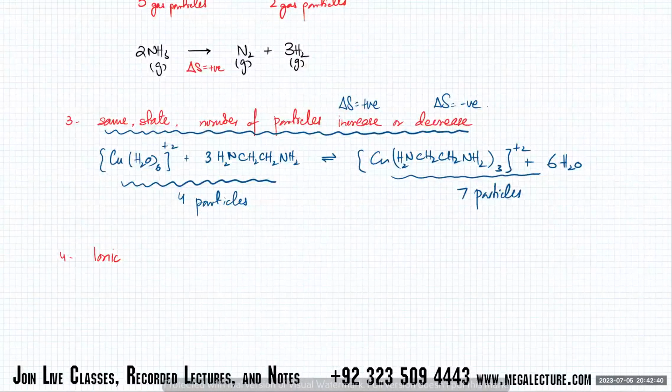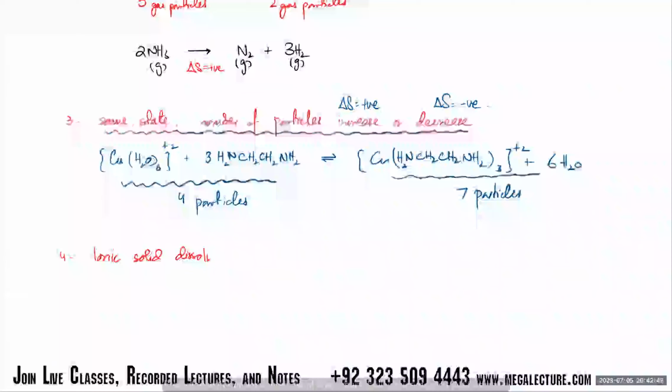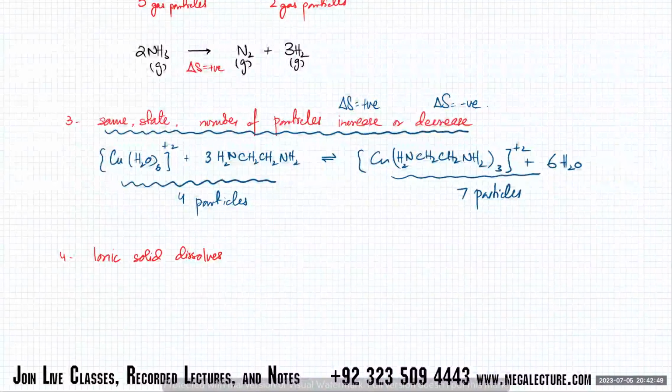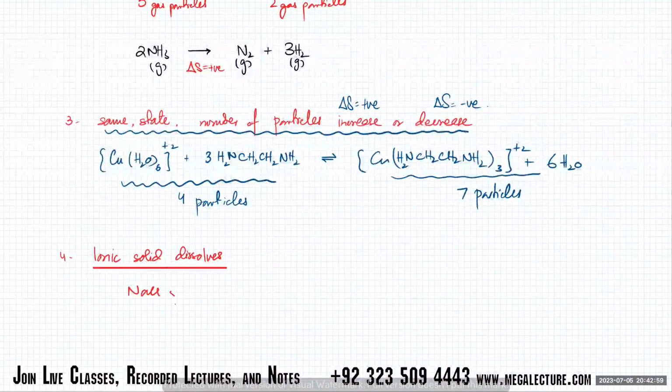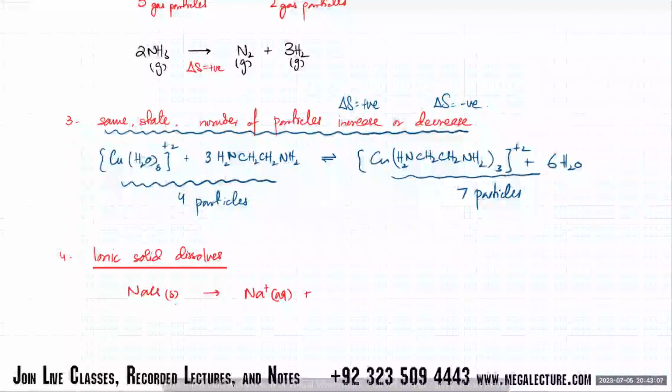When an ionic solid dissolves, what will happen to the entropy? Ahmed? Positive, sir, because the number of ions increases, right? Particles increase. Okay. So if you have NaCl solid and you dissolve it, it becomes NaCl aqueous and it dissociates. It's going to become Na+ aqueous, and it's going to become Cl- aqueous.